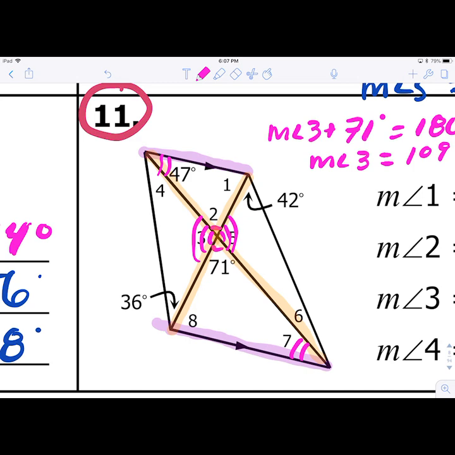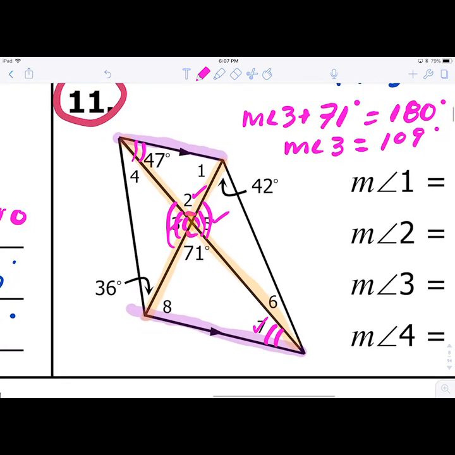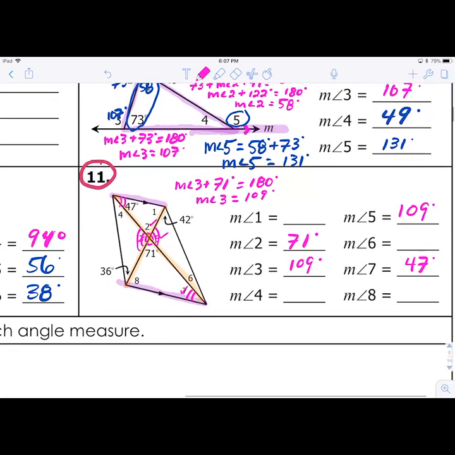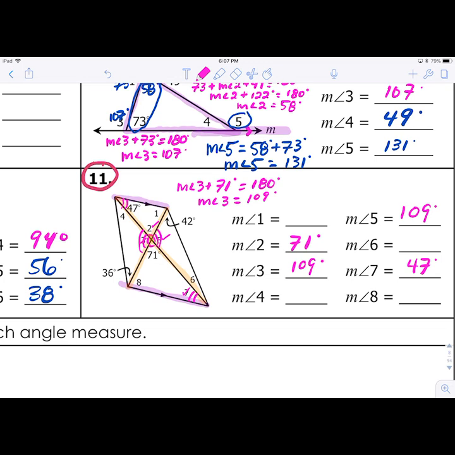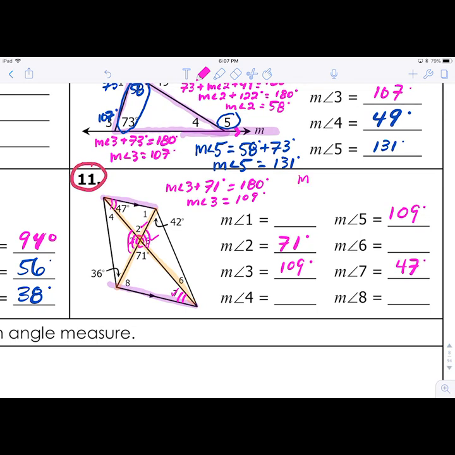So what do I know so far? I know this one, I know 3, I know 5, I know 7. So I'm left with finding the measure of angles 1, 4, 6, and 8. And those can all be solved by the triangle sum theorem. So for example, the measure of angle 1 will equal 180 degrees minus the 47 minus the measure of angle 2. Notice I'm showing you a different way to write this. Still going to get the same thing, right? 180 minus 47 minus 71 is equal to 62 degrees.